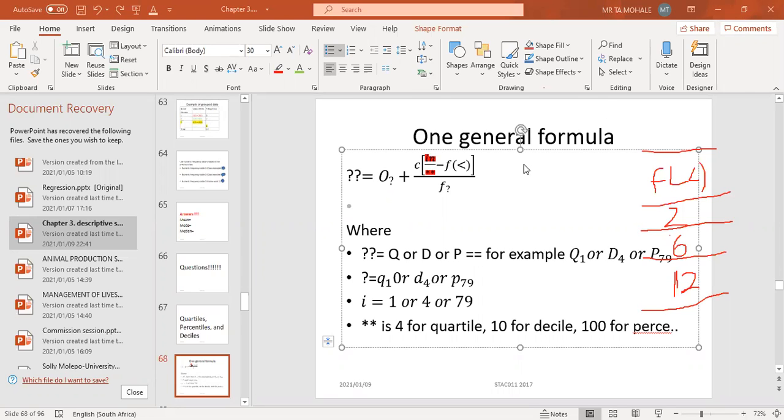What is the formula for calculating P79, everyone? P79 is equal to L plus C open bracket 79n over 100 minus F less than, close bracket, over f. Okay, that is perfect.